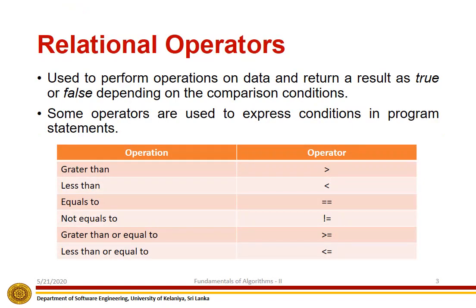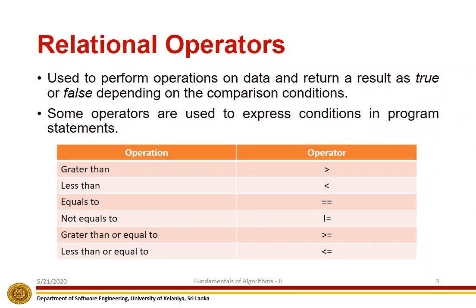Mainly there are three types of operators. First one is arithmetic, second one is relational, and third one is logical. In the last lecture I talked about the arithmetic operators, and now here we will see what the relational operators are. Relational operators are symbols that perform operations on data and return a result as true or false depending on the comparison conditions. And some of these operators are used to express the conditions in algorithms or program statements.